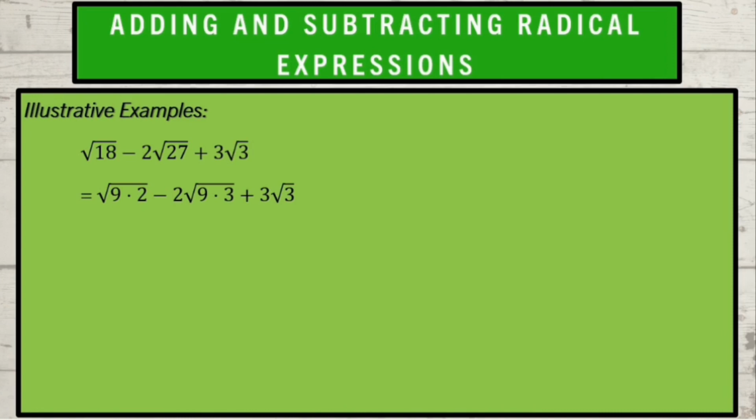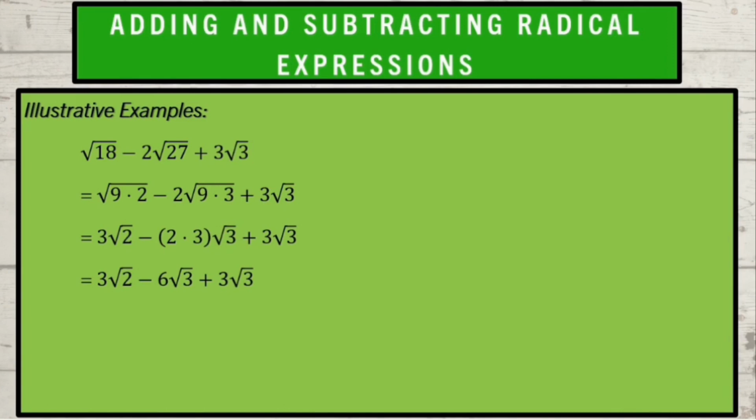Then simplify. We will get 3 square root of 2 minus the quantity of 2 multiplied by 3 square root of 3 plus 3 square root of 3, which is also equal to 3 square root of 2 minus 6 square root of 3 plus 3 square root of 3. We will now proceed to step 2. So our radical expression now is 3 square root of 2 minus 6 square root of 3 plus 3 square root of 3. Add or subtract the coefficients of the radicals having the same radicand and index.